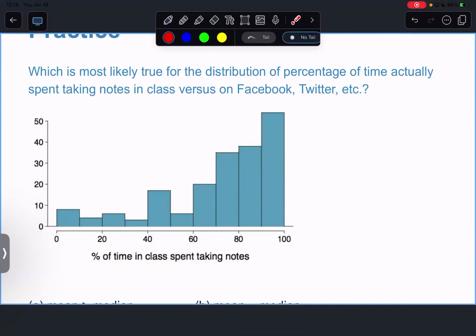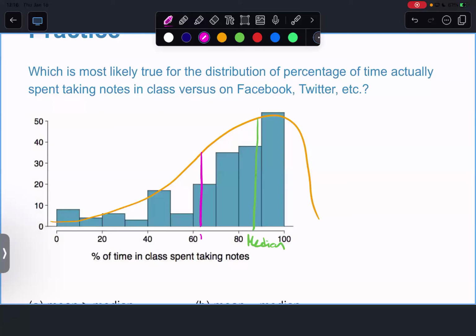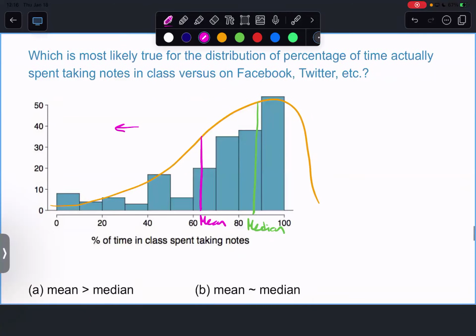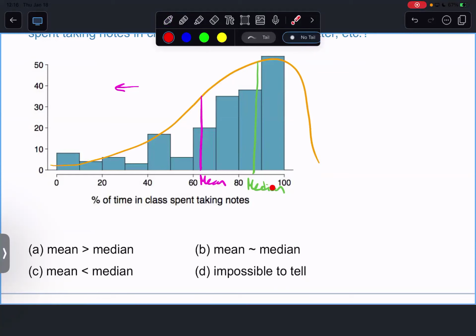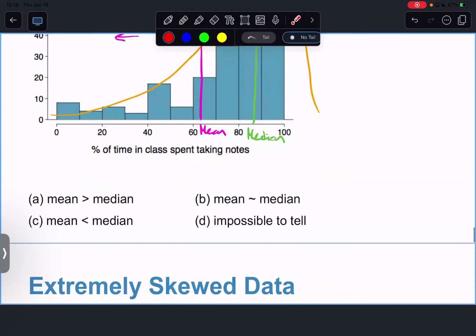So if I give you a distribution like this, now we're really good at talking about the shape. It looks like it's skewed to the left. And I would approximate the median to be somewhere here. And then I know that the mean is pulled more in the direction of the tail. So on that scale, the mean is less than the median. And so I would pick C.